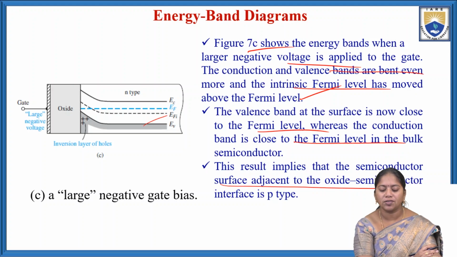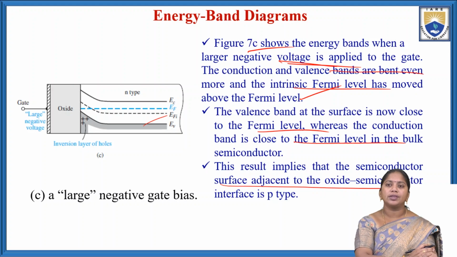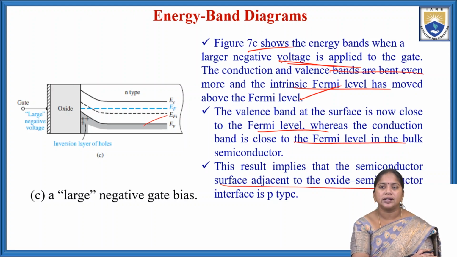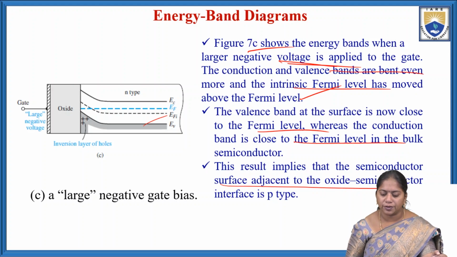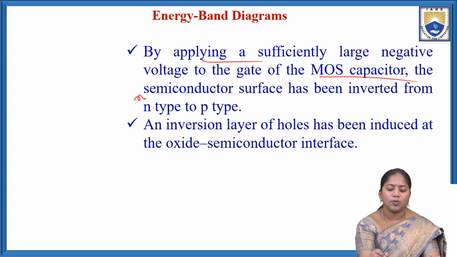Here we are applying a large negative bias to the gate. The conduction and valence bands are bent even more, and the intrinsic Fermi level has moved above the Fermi level. This result implies that the semiconductor surface, very adjacent to the oxide semiconductor interface, is p-type. By applying a sufficiently large negative voltage to the gate of the MOS capacitor, the semiconductor surface has been inverted from n-type to p-type.